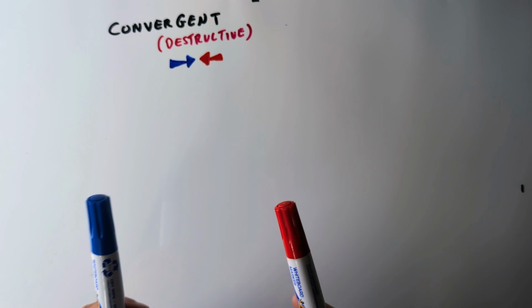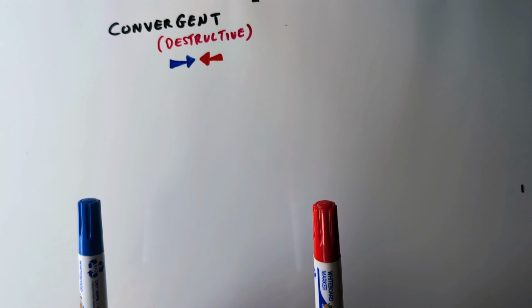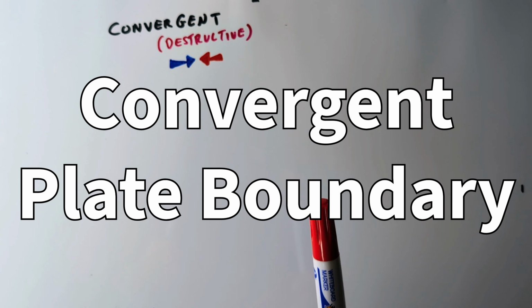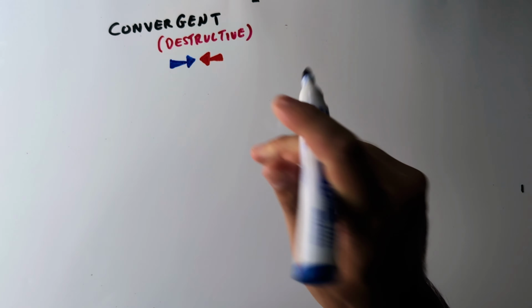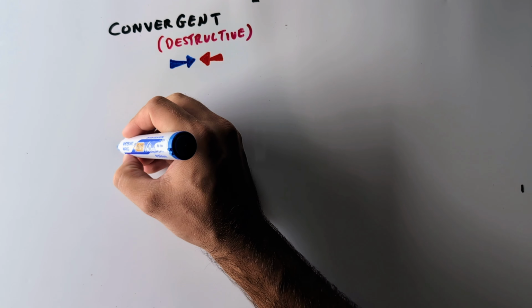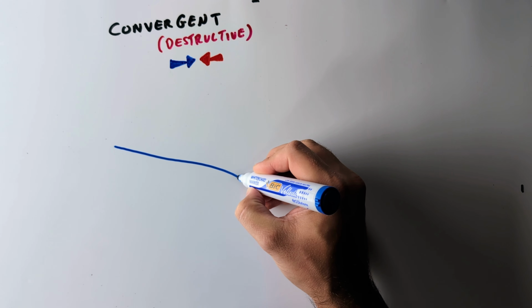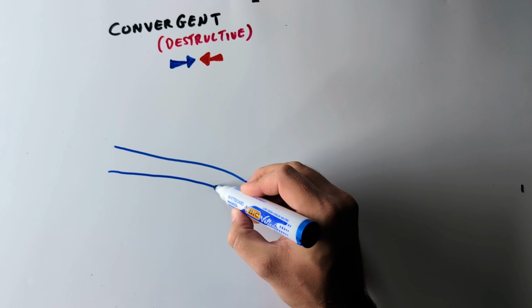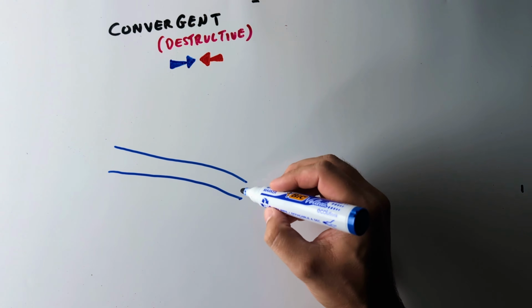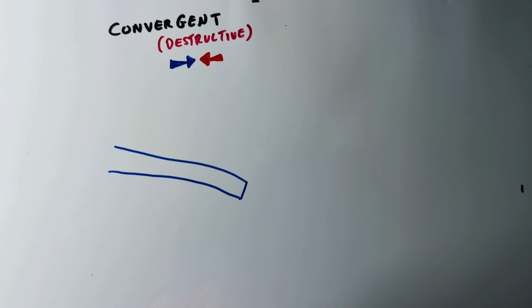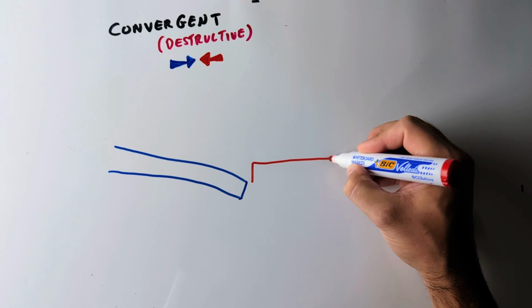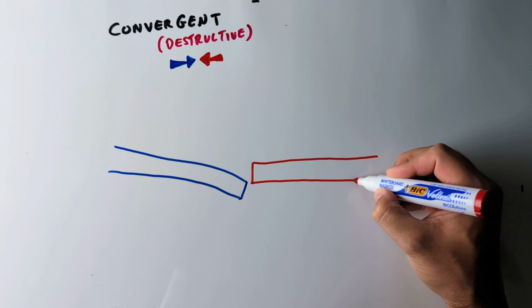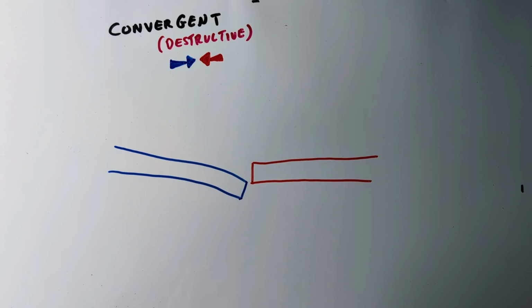Okay, so let's deal with the most complicated first: convergent plate boundaries. Remember, blue is oceanic and red is continental. In a convergent plate boundary, the plates are going in opposite directions. And so here is our oceanic plate, and here is our continental plate. So we have our two tectonic plates.